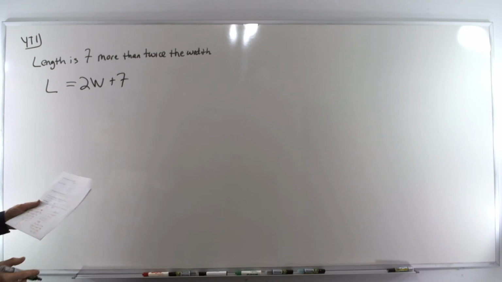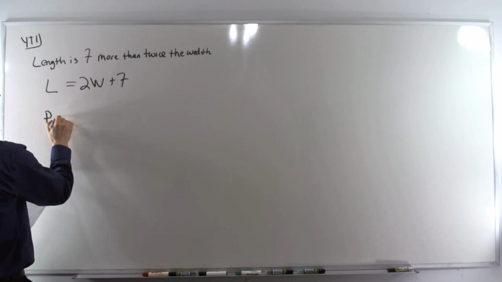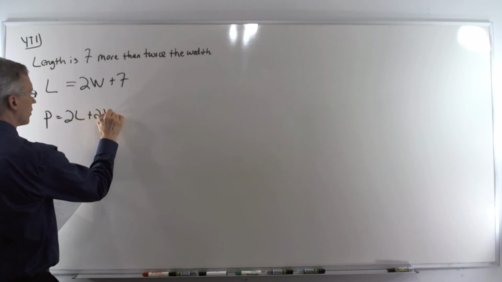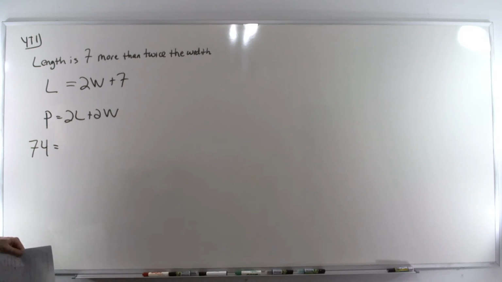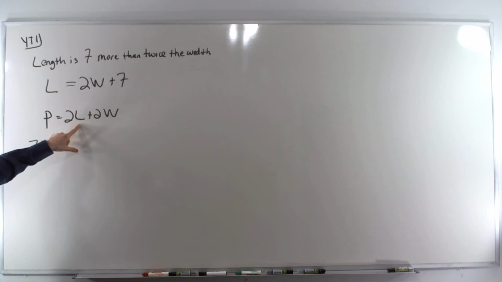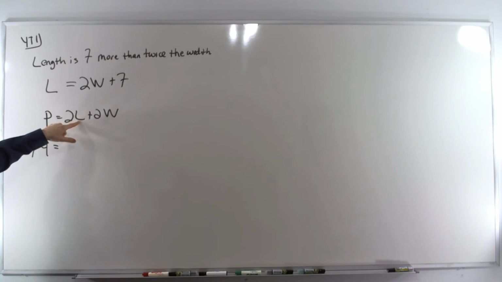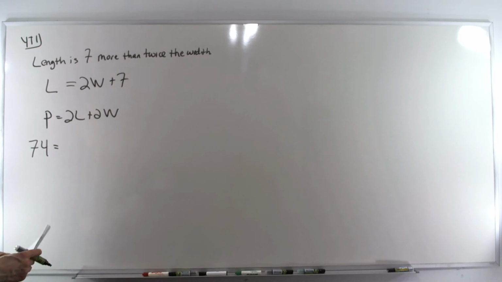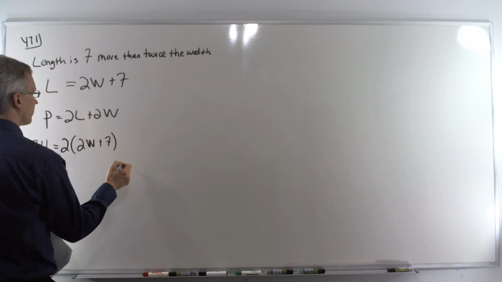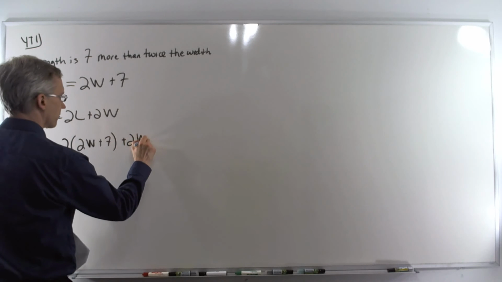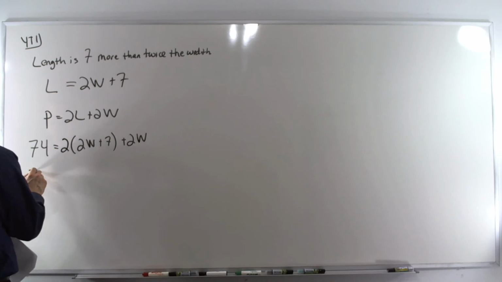Now we're going to use the perimeter equation, and we're given that the perimeter is 74. So we'll plug in 74 for the perimeter. Again, we want to get rid of one of these variables, because we can't solve it with all these variables. So we're going to get rid of the L by substituting in 2W plus 7. So 2 times 2W plus 7, and then finish it off, plus 2W. Now we're down to one equation. We can solve this. So I'm going to distribute.